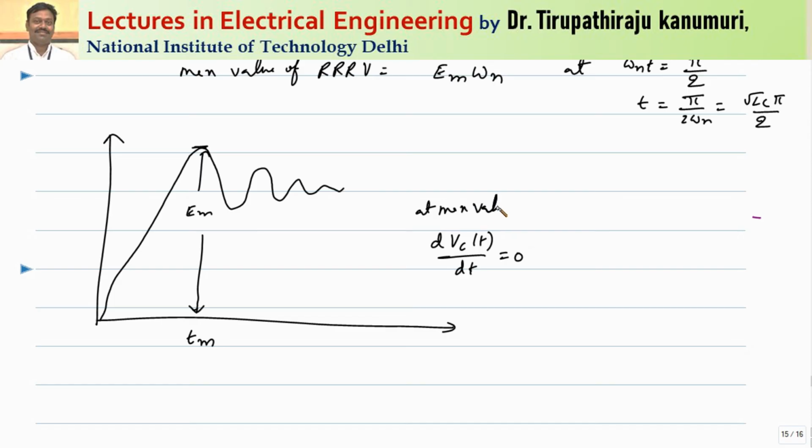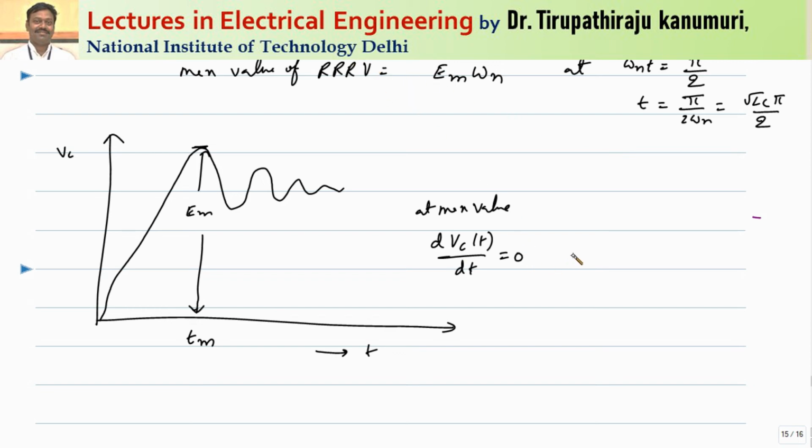At maximum value, the slope will be equal to 0. So this is my value of the Vc, how the Vc is changing with respect to time. So dVc by dt will be equal to 0 at this instant, you agree with me? Or this dVc by dt is equal to 0. So that dVc by dt that we calculated, make it equal to 0.